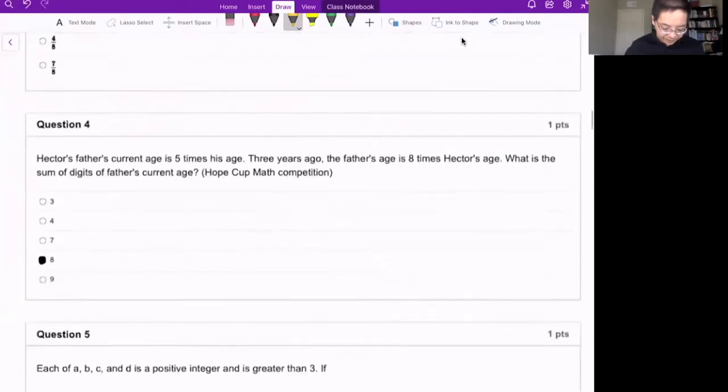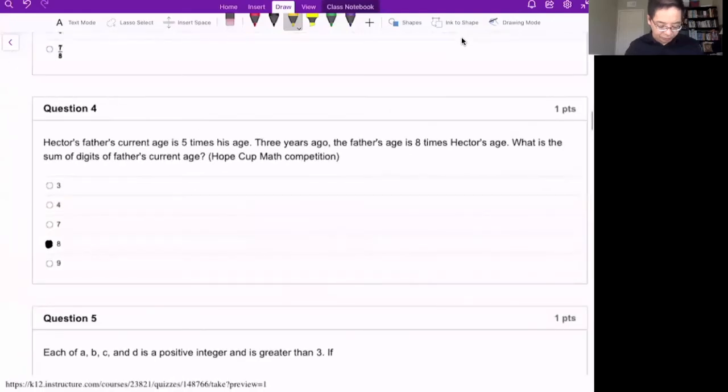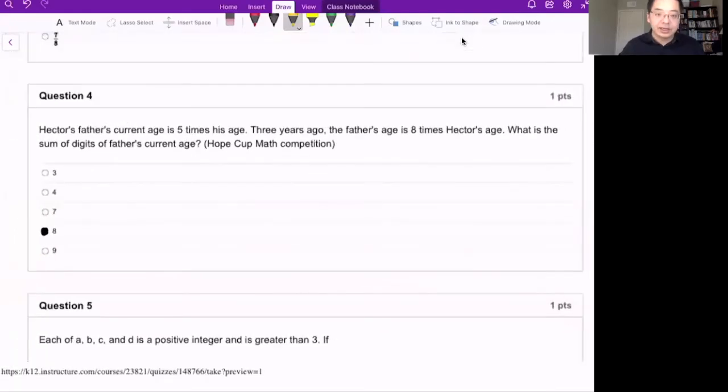All right. Problem number 4. This is again a puzzle about ages. It says Hector's father's current age is 5 times his age, and 3 years ago his father's age was 8 times Hector's age. So what is the sum of digits of the father's current age? We need to figure out the father's current age.